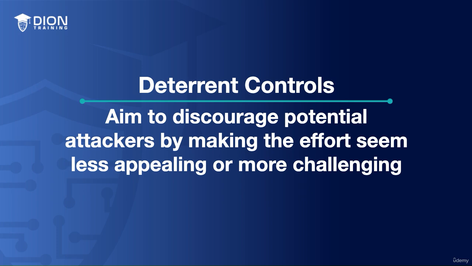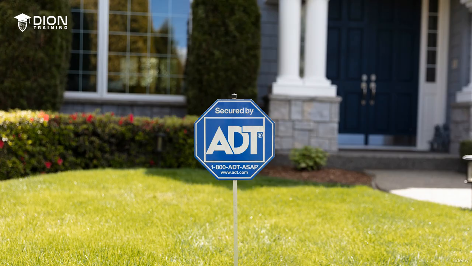Second, we have deterrent controls. Now, deterrent controls are aimed to discourage potential attackers by making the effort seem less appealing or more challenging. For example, at my house, we have a home burglar alarm system, and the company installed some signs outside to warn people that we have surveillance cameras and a monitored alarm system at the house. The whole idea here is to warn the bad actors out there that somebody is watching, so you may want to go break into somebody else's house that doesn't have these security controls in place. Now, in this example, the signs are the deterrent control, not the actual alarm system or cameras.